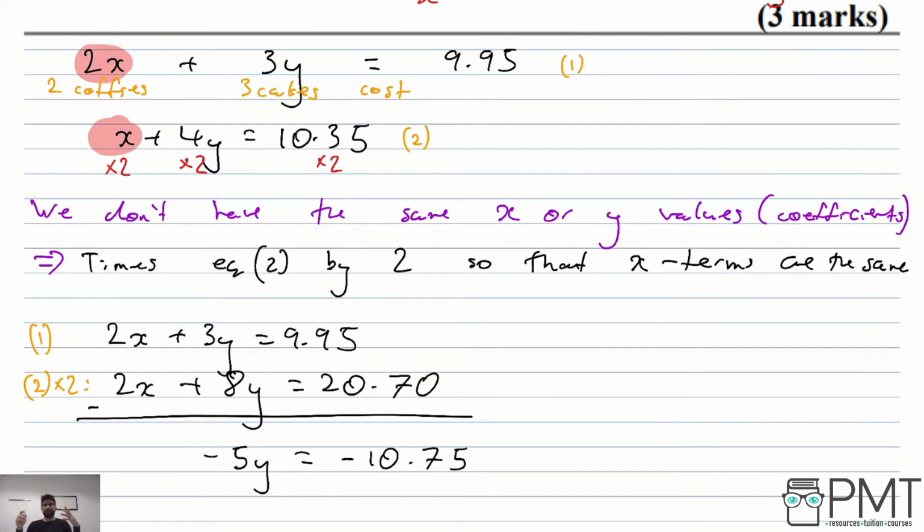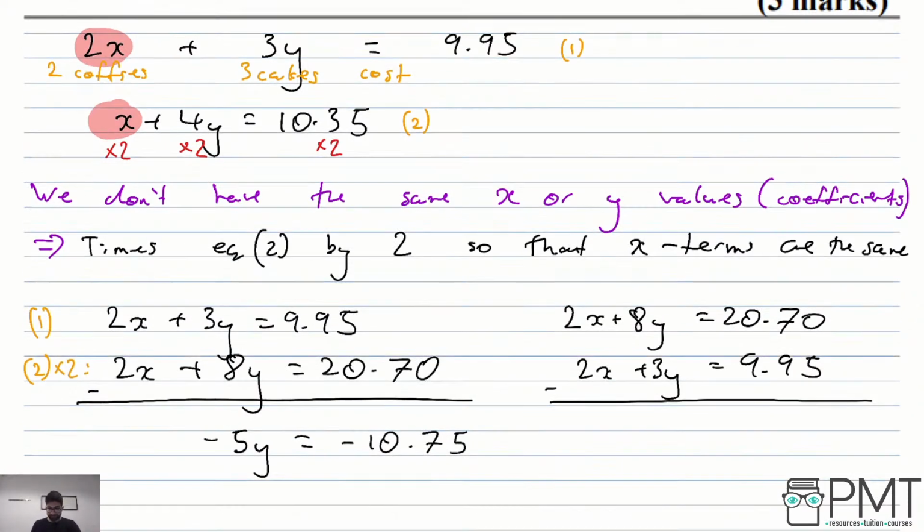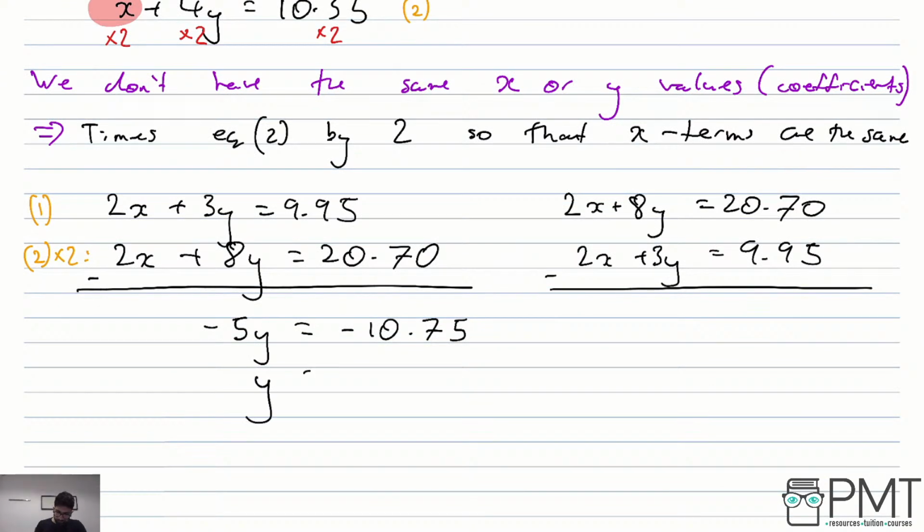So if you don't like negatives, you can just rewrite them. So you can do 2x plus 8y equals 20.70. So you can do it this way as well. It doesn't really matter if you don't like negative numbers. I mean, there's no reason you shouldn't like them actually. But you may prefer it the other way. You may be used to that. That's absolutely fine. But in this case, you would simply divide by -5.